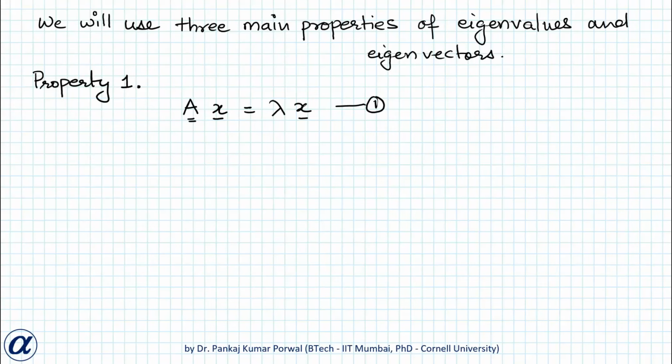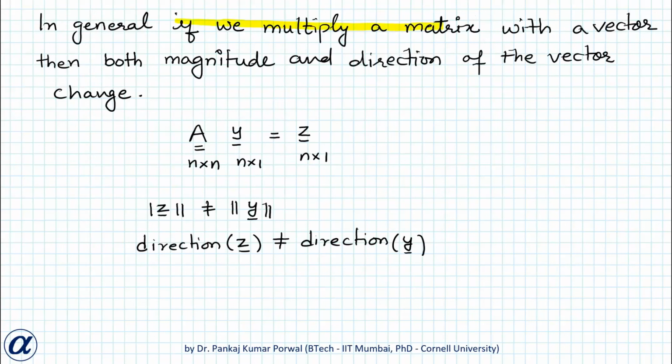The first property of eigenvalues and eigenvectors is derived from the eigenvalue problem itself. Before we look into that property, let's understand one concept. In general, if we multiply a matrix with a vector, then both the magnitude and the direction of the vector will change. For example, if A is a matrix of size n by n, y is a vector of size n by 1, then the product of A and y gives me z, which will have size n by 1. In general, the magnitude of z will not be equal to the magnitude of y, and the direction of z also will not be equal to the direction of y.